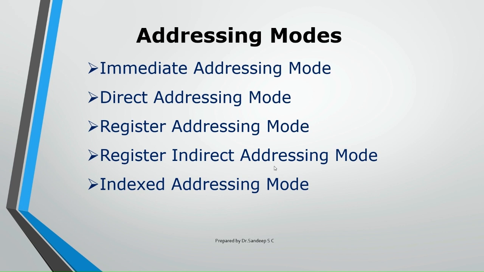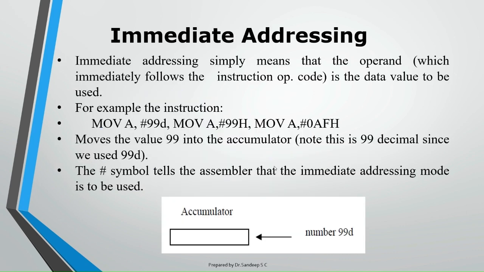So the five basic addressing modes include, first, the immediate addressing mode, then the direct addressing mode, then the register addressing mode, the fourth one is the register indirect addressing mode, and the last one is the index addressing mode. These are the five basic addressing modes. So first one, the immediate addressing mode.